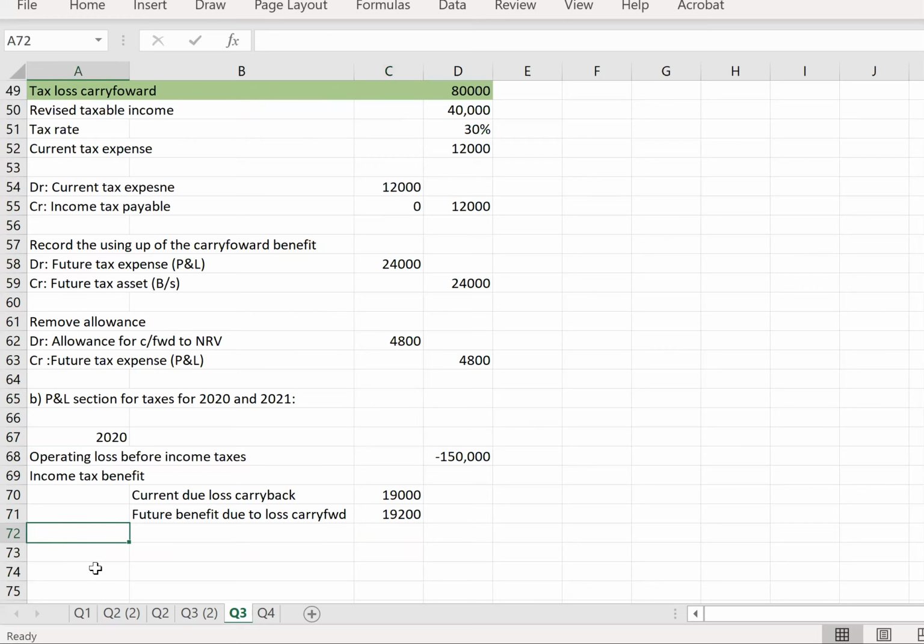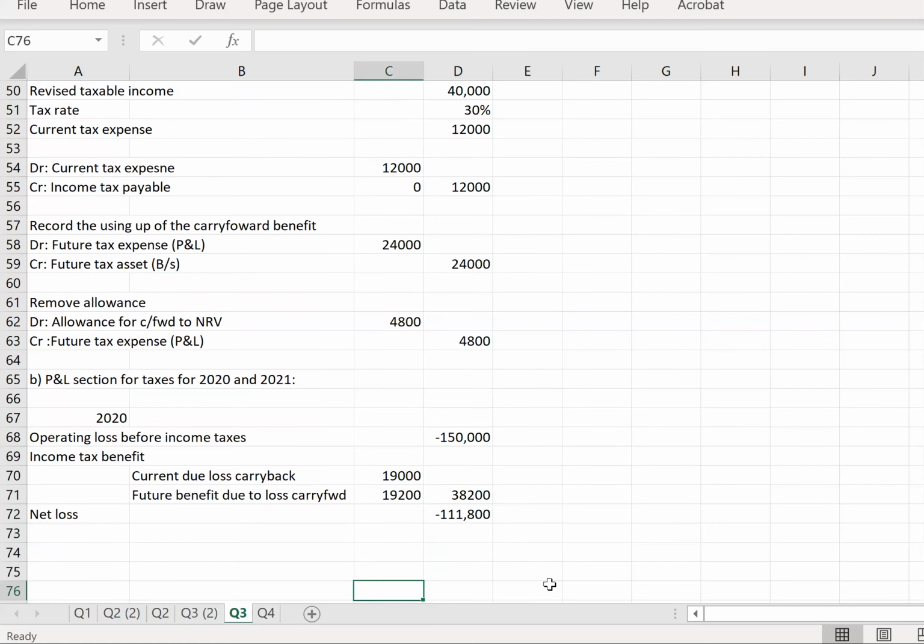And there you go. Our total taxes then is going to be the sum of these two things. And again, these are both benefits, so they're not expenses. They're going to reduce our loss because we're carrying back some of it, and carrying forward some of it. So we're recognizing the benefit of that in the year of loss. See how our net loss was 150? Once I add 38,200, now my loss is only 111. So the loss decreased.